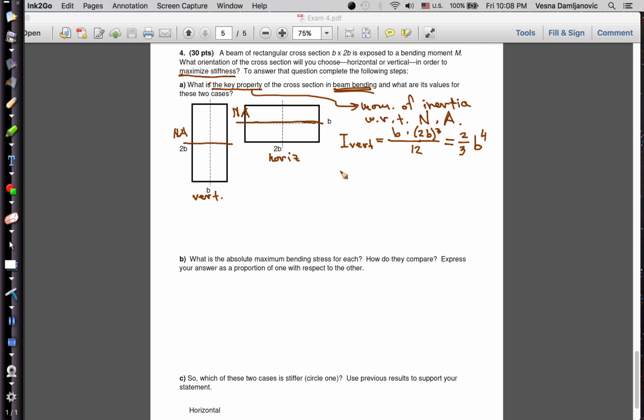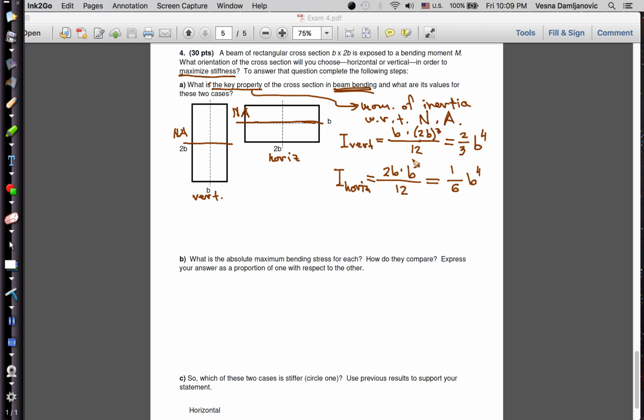And then we have the horizontal, which is equal to the same thing. The width is now 2b times the height, which is just b, but it's the height that's cubed, and then over 12. And when you sort out the numbers, you get 1 over 6 b to the fourth. Okay? And so we see that the moment of inertia around the neutral axis for the horizontal one is smaller than for the vertical. The vertical has the highest moment of inertia.